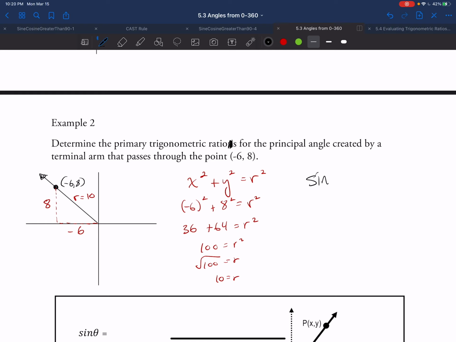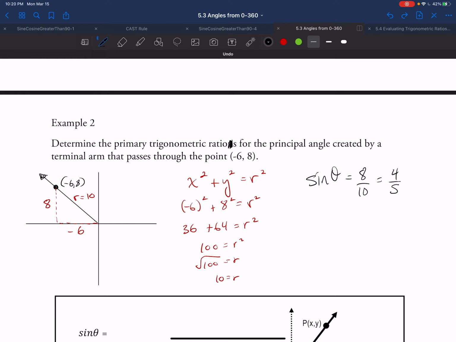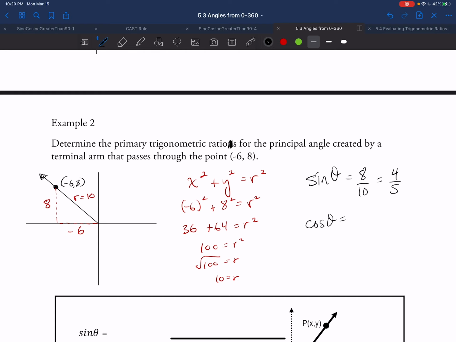So sine of theta would be 8 over 10, or reduced to 4 over 5. The cos of theta would be -6 over 10, or -3 over 5. And tan theta, -8 over 6, or -4 over 3.